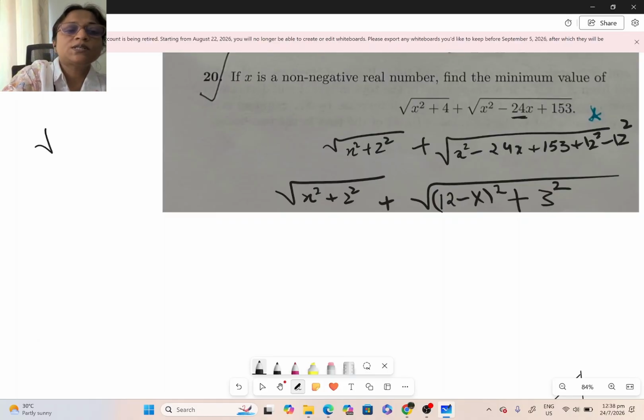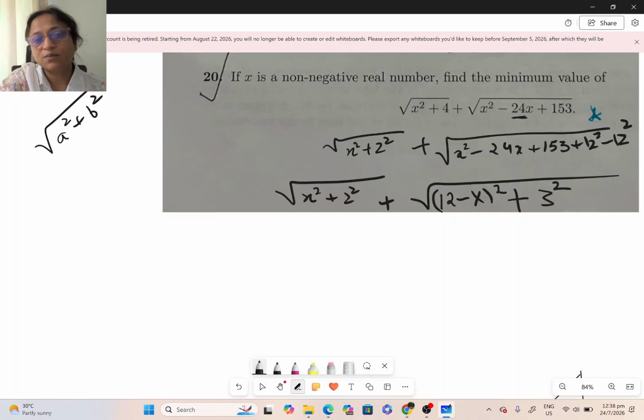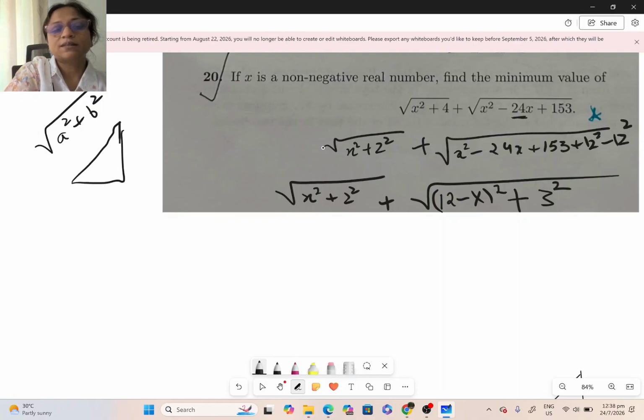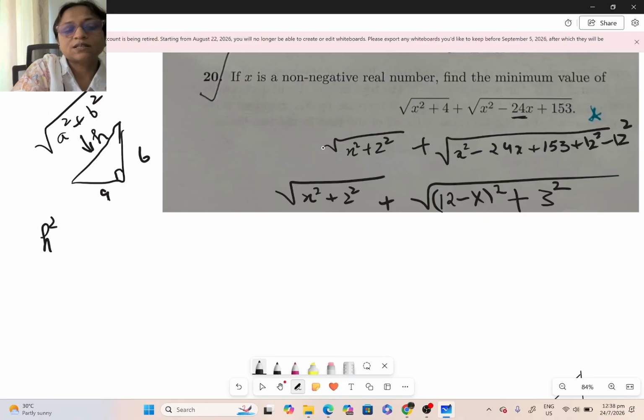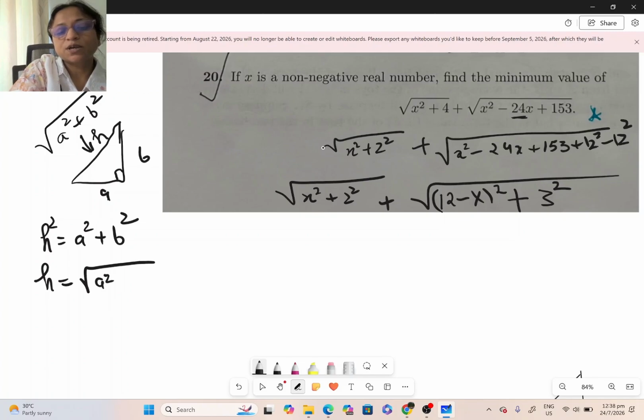Now whenever you see something like root of a squared plus b squared, we know what the Pythagoras theorem is, right? It says if the legs of a right angle triangle like this are a and b, and this is the hypotenuse, then a squared plus b squared is equal to h square. So the hypotenuse length is equal to under root a square plus b square. That's exactly my form, here also and here also, right?